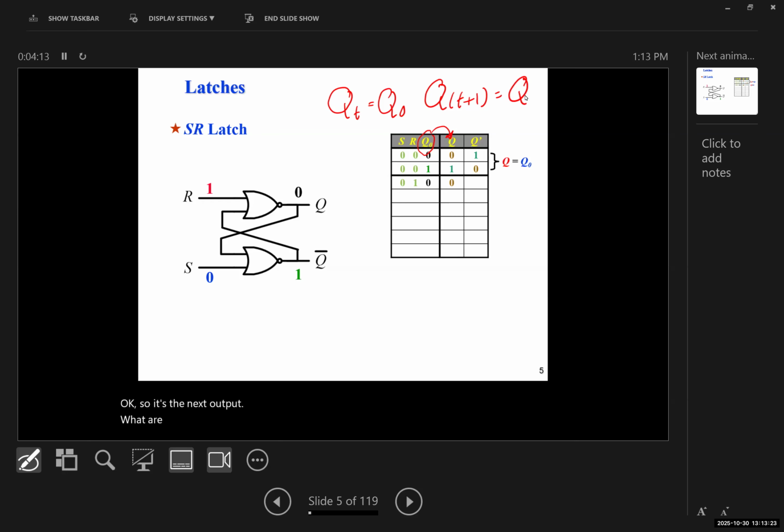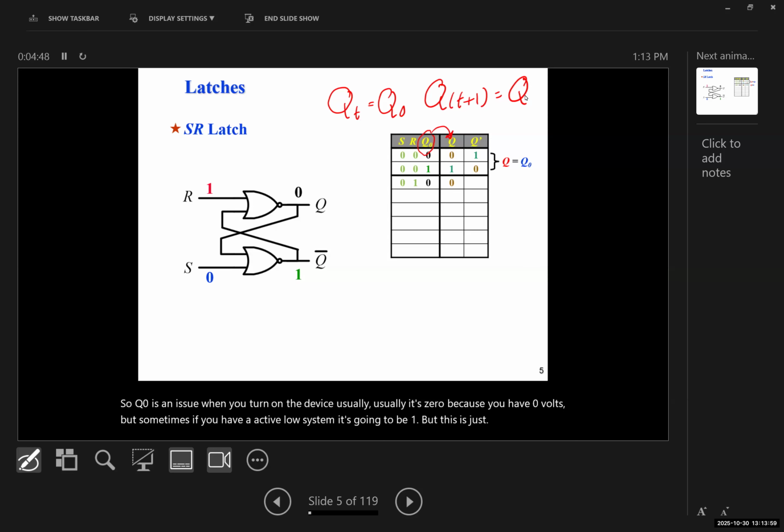What are you considering this? So in our first step, we said that Q0 was 0. Where is that? Because Q and Q0 are always opposite of each other, right? What do you consider Q0 to be? So Q0 is initially when you turn on the device. Usually it's 0 because you have 0 volts. But sometimes if you have an active low system, it's going to be 1. But this is just random. And I will show you what happens after one or two cycles. It will fall into one of these categories. And I'll show you how it's done.